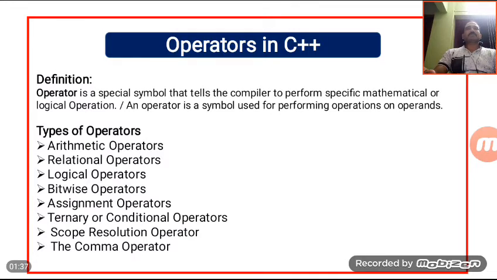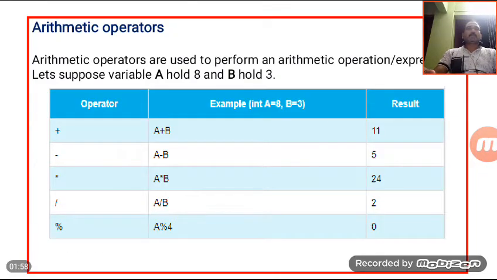These operators are arithmetic operators, relational operators, logical operators, bitwise operators, assignment operators, ternary or conditional operators, scope resolution operator, and last, the comma operator. Now we discuss in detail all these operators one by one. We discuss the first operator, that is the arithmetic operator. This operator is used for performing different arithmetical operations.